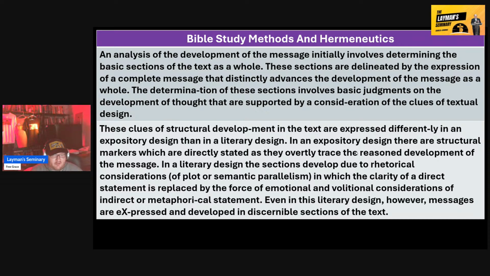In an expository design, there are structural markers which are directly stated as they overtly trace the reasoned development of the message. In a literary design, the sections develop due to rhetorical considerations, a plot, or semantic parallelism, in which the clarity of a direct statement is replaced by the force of emotional, volitional considerations of indirect or metaphorical statement. Even in this literary design, however, messages are expressed and developed in discernible sections of the text.